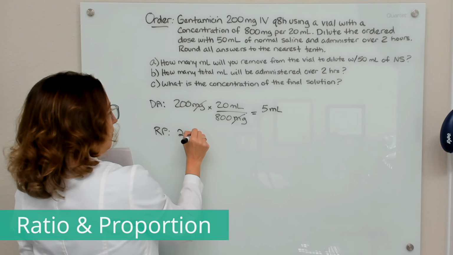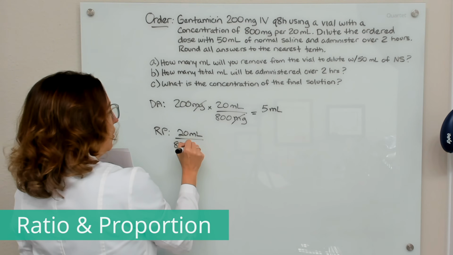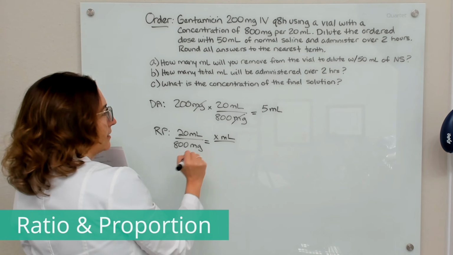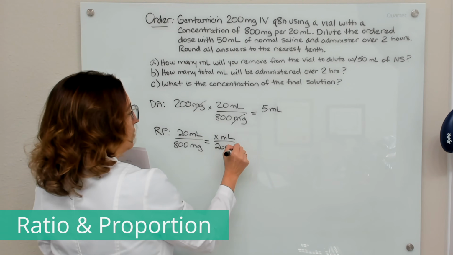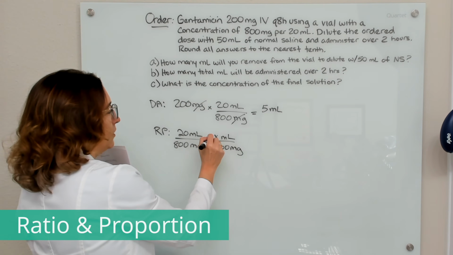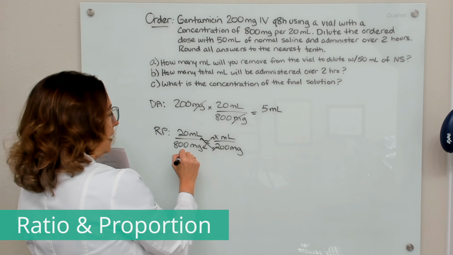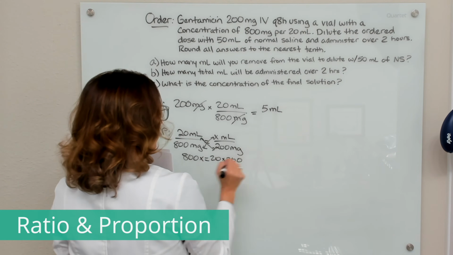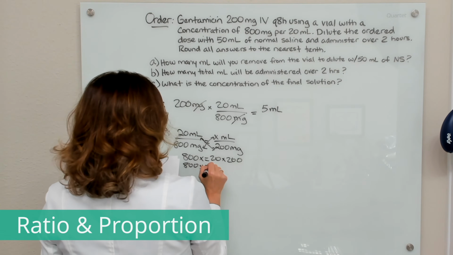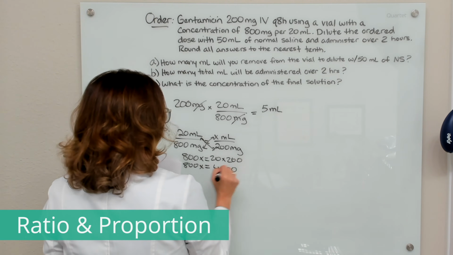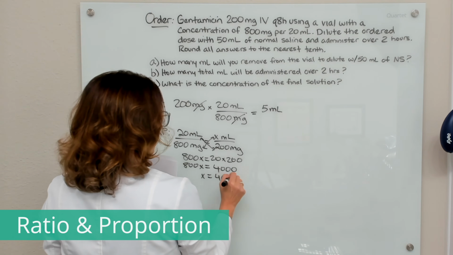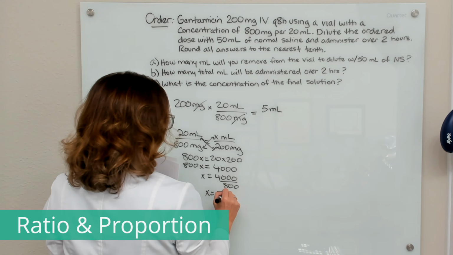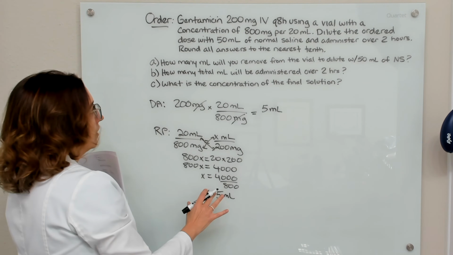So I would just write down my available concentration on one side of the equation, what the unknown value is here for X, and the ordered dose. So we're going to cross multiply here. So 800X equals 20 times 200. 800X equals 4,000. And then X equals 4,000 divided by 800, which equals 5 ml. Okay, that's how we would solve it with ratio and proportion.